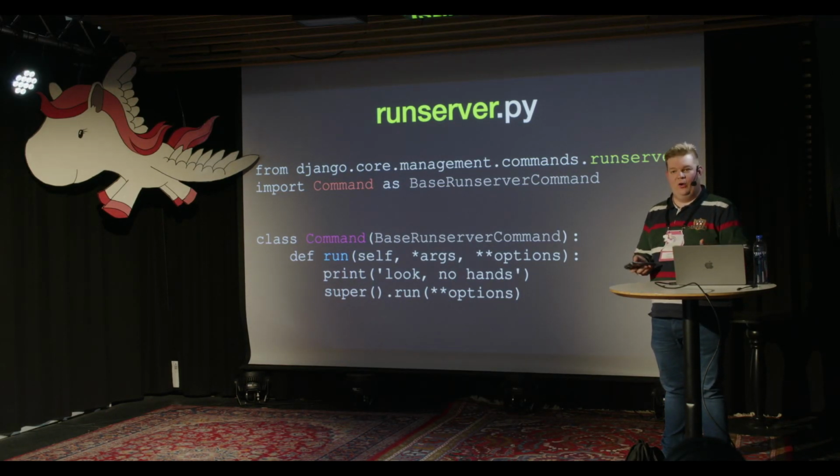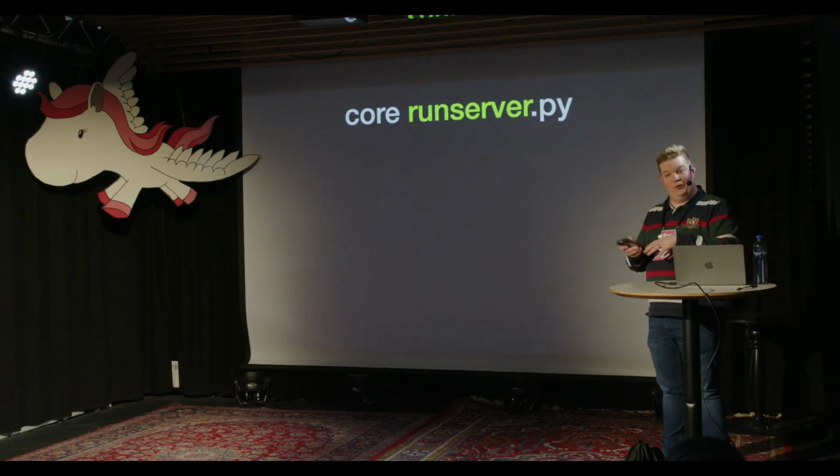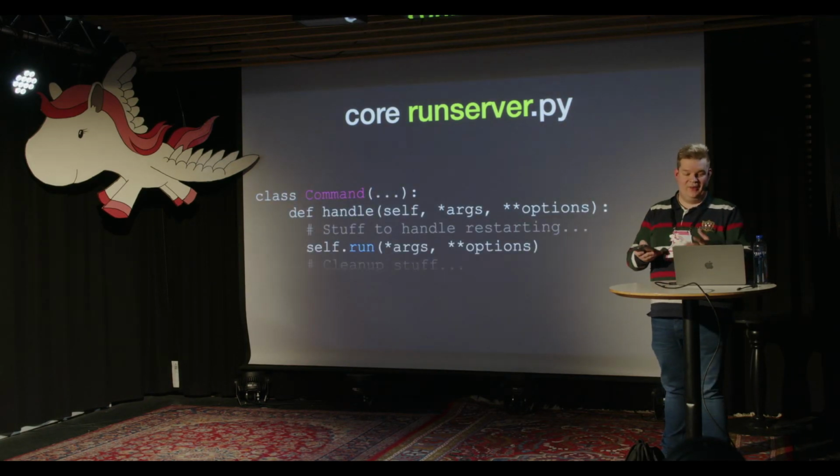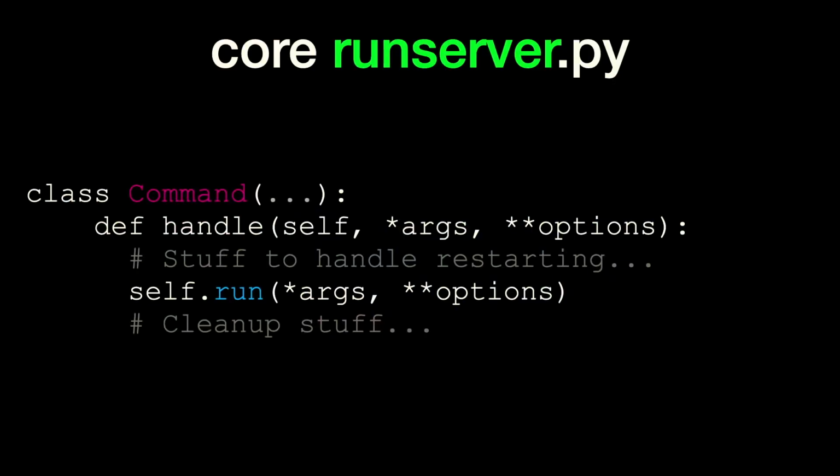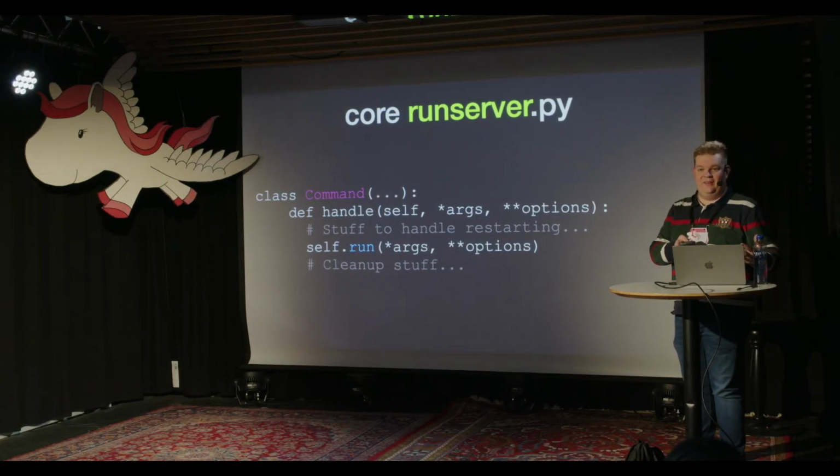Now the question, why are we overriding run here, not handle? Well, if we go to the core server.py file and check how it does things, handle does things related to restarting the app when you change a file, and then it calls self.run that really does the starting of the server itself, and then there's cleanup stuff. Because the command class is just a normal Python class, you can look at it and extend different parts of it, so that you can piggyback on the things that it's already doing.